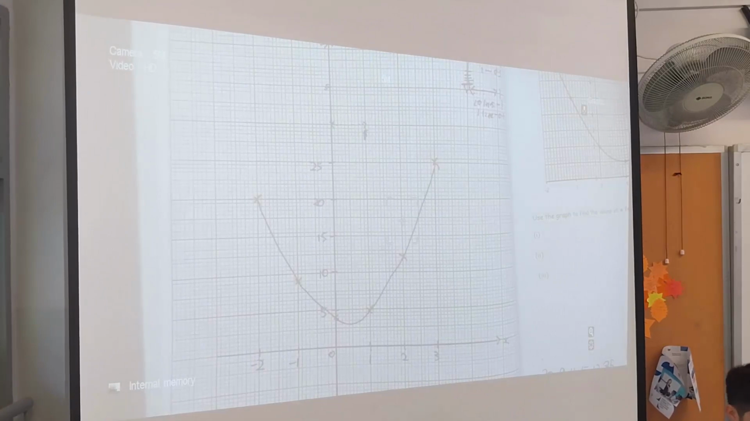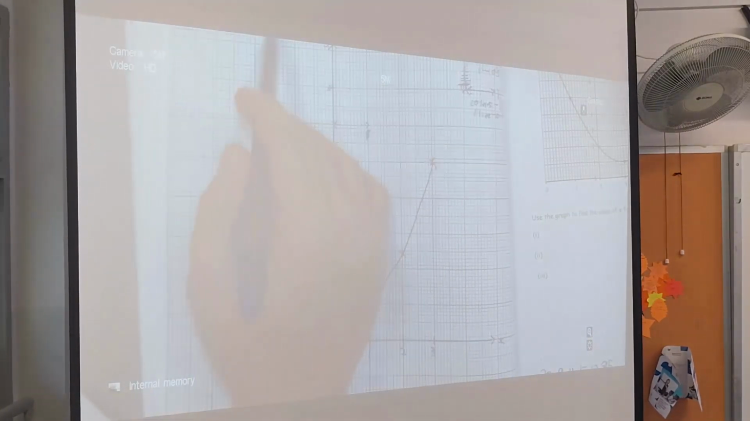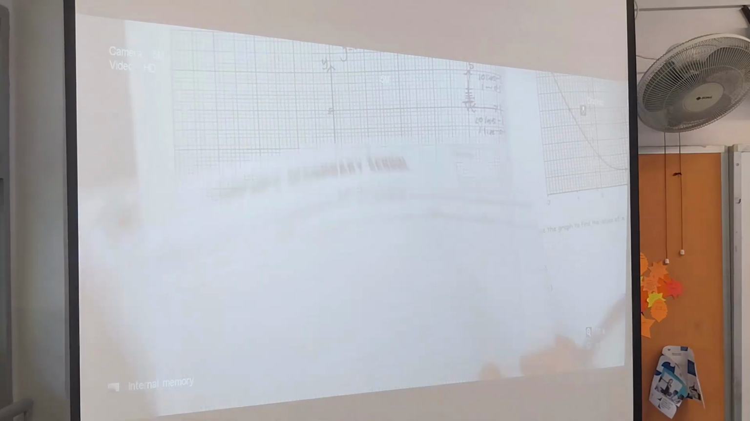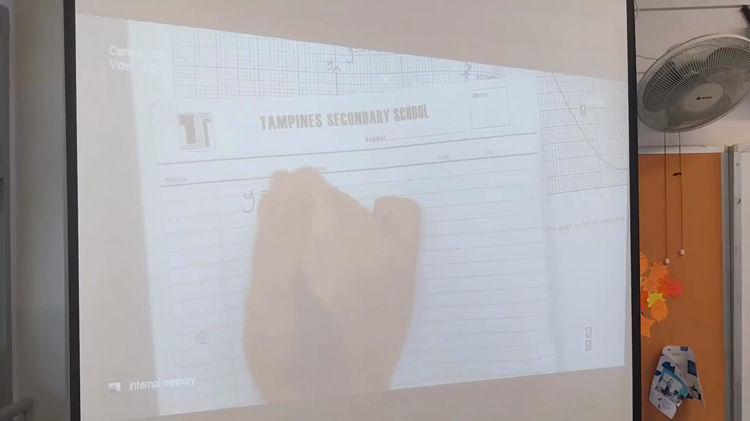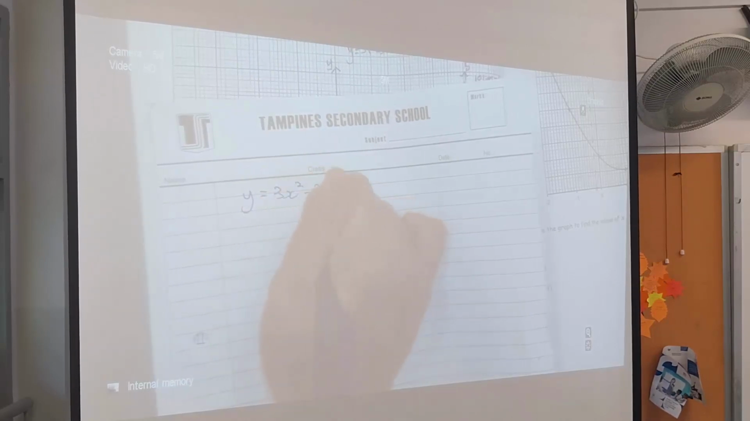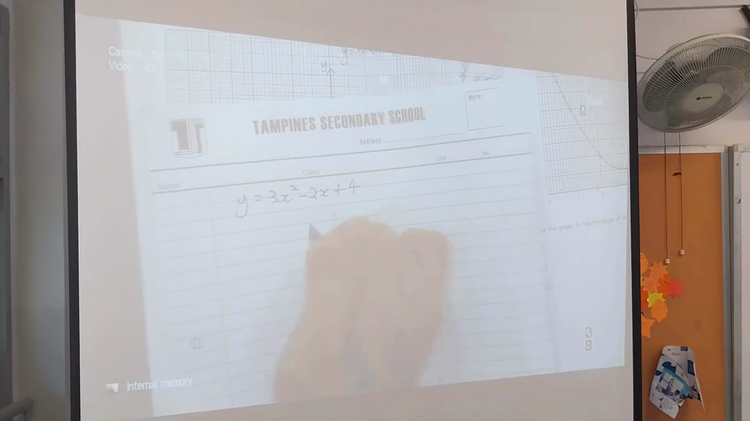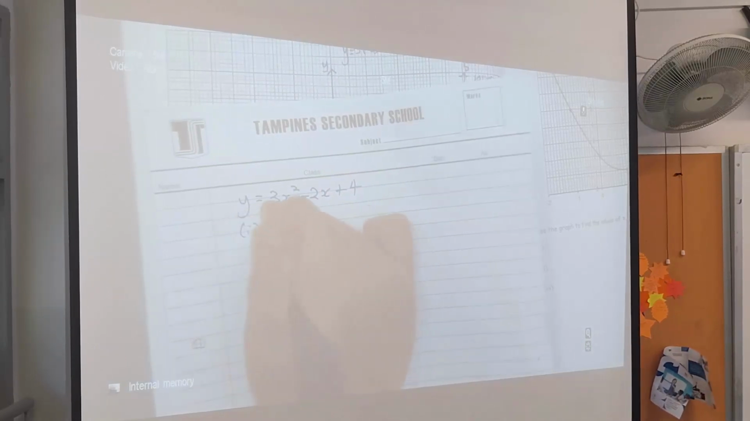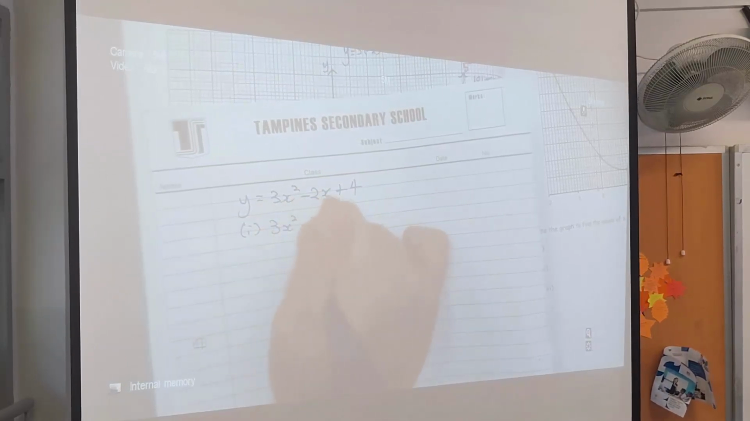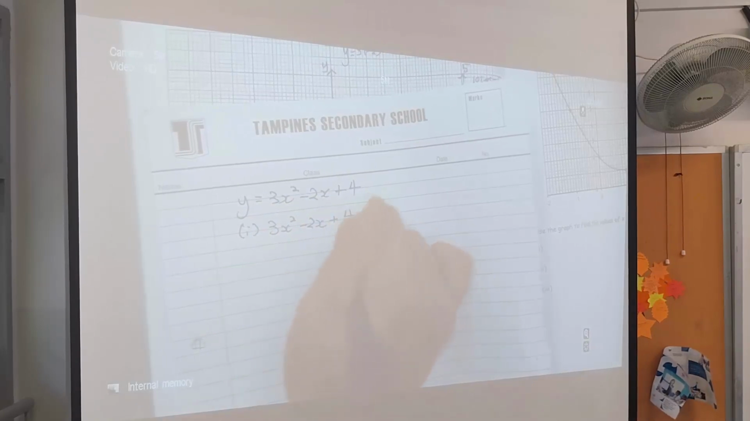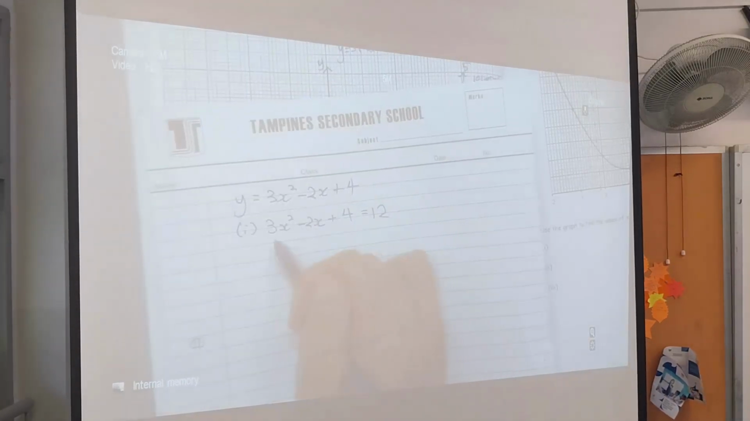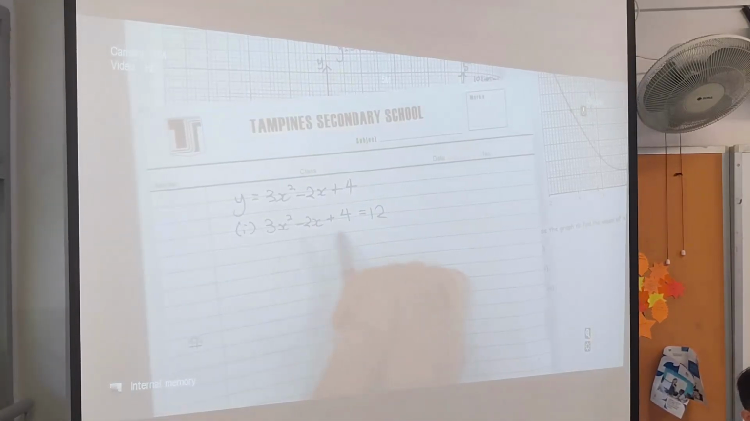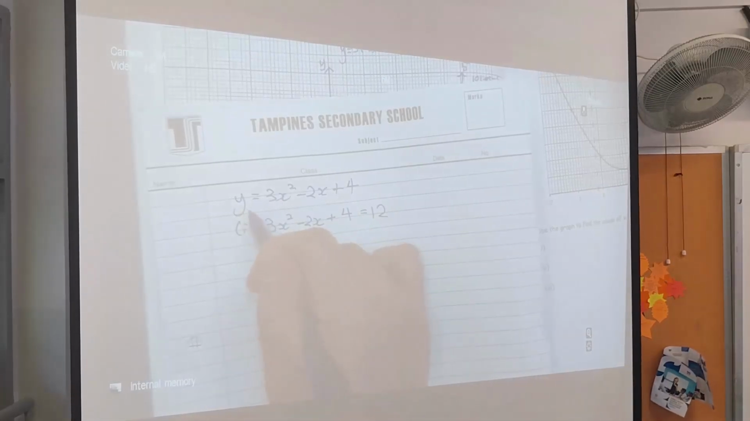The focus of today's lesson is solving these 3 equations above. I'm going to write down the 3 equations. First, the graph is called y equals 3x squared minus 2x plus 4, right? That's the name of the graph. You are asked to solve part 1, 3x squared minus 2x plus 4 equals 12. Now, this expression here can be converted to y because 3x squared minus 2x plus 4 is y.